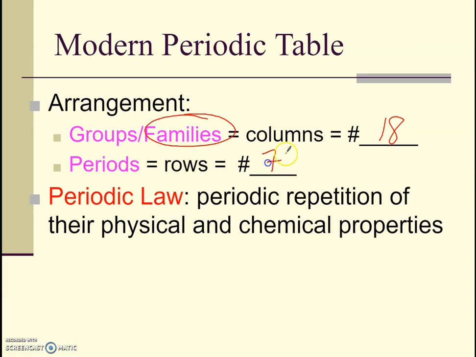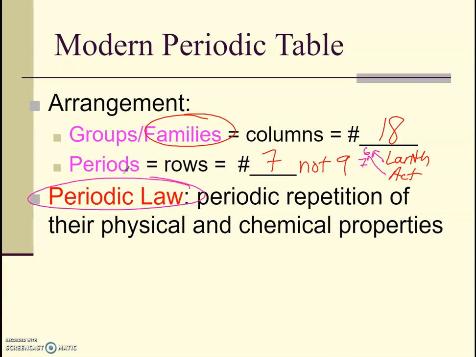Periods a row, there are only 7. It's not 9. Those bottom two, the lanthanide and the actinide series, or the lanthanoids and the actinoids, actually go up and into rows 6 and 7. And it's because of this arrangement by Moseley that we see this repetition of their physical and chemical properties, and the name of our chapter, that periodic law.